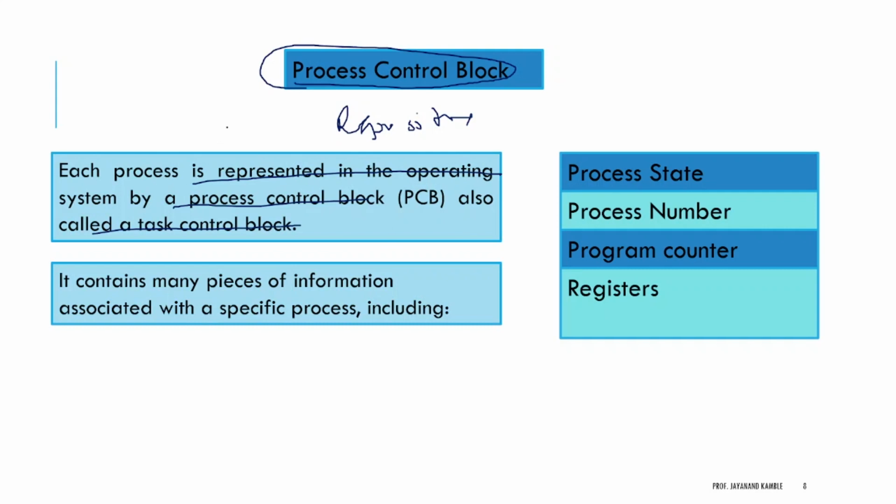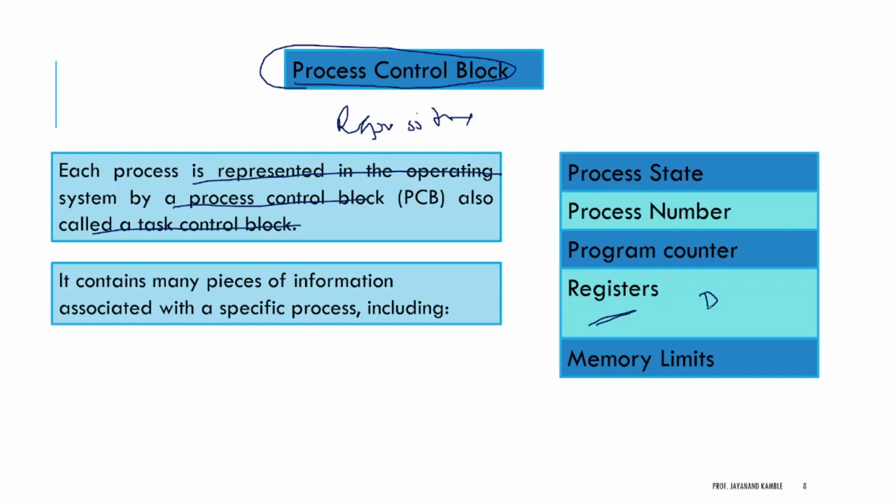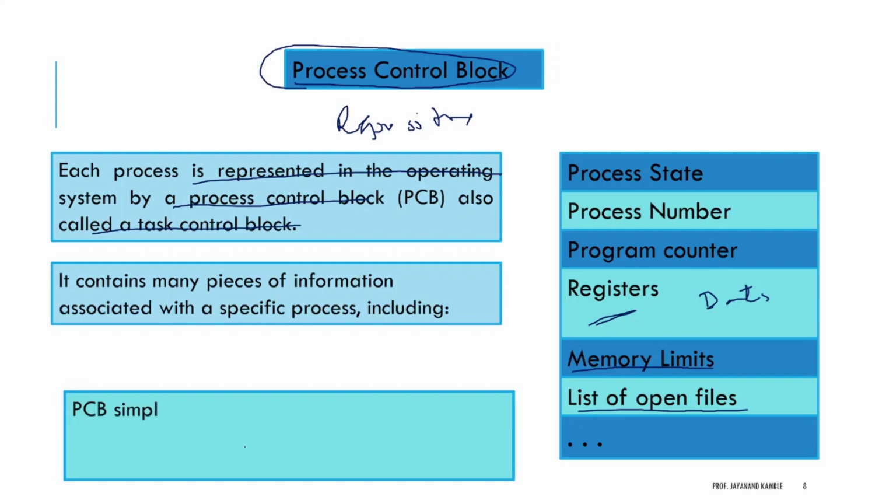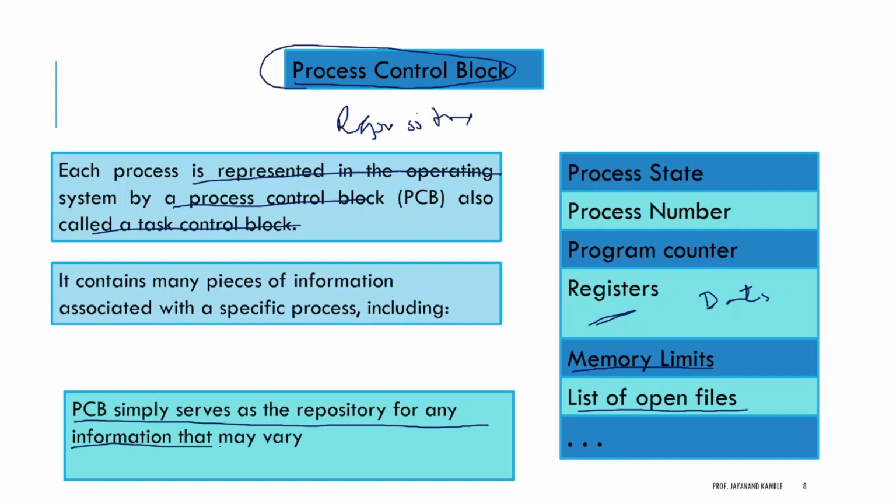Then CPU registers. The process has data to store and data to operate on. That data is stored in the CPU registers. Then the process has memory limits, from some minimum to some maximum, that a process can read and write. So that information is also available in the process control block. Then the list of open files associated with the process is also there in the process control block, and so on. That means we can say in brief, PCB simply serves as the repository for any information that may vary from process to process.